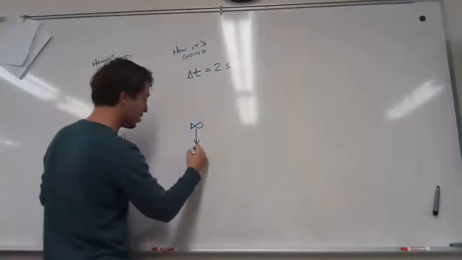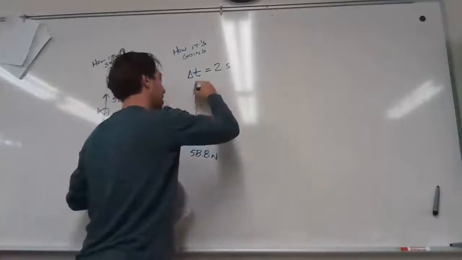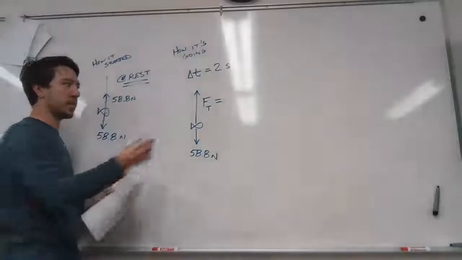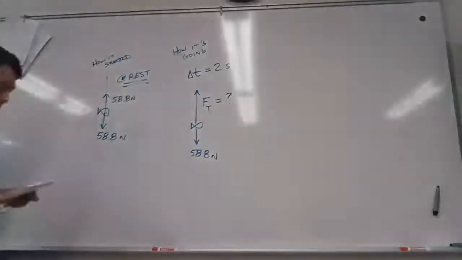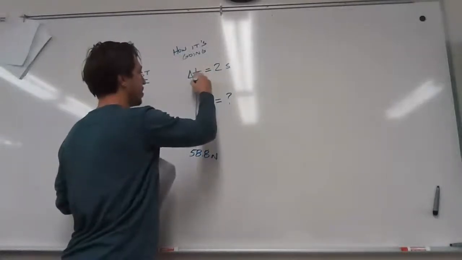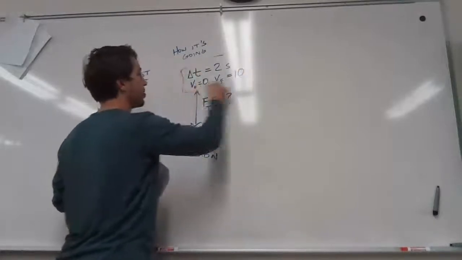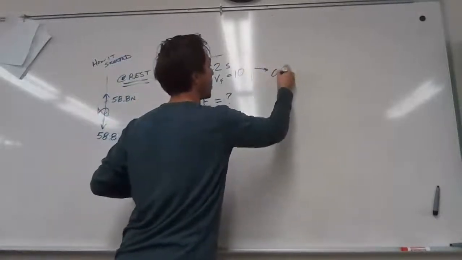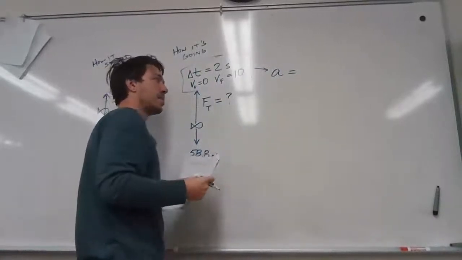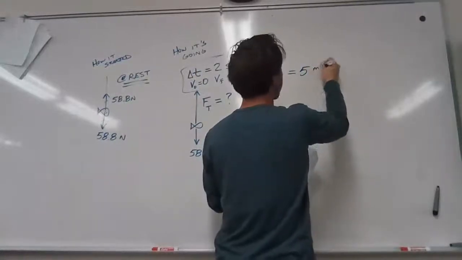Did gravity change? Gravity does not care, okay? But this tension, the force due to tension, did increase. We don't know what it is yet. But we know that over this period, the initial velocity was 0 and the final velocity was 10. So what does that information combined tell us? The acceleration was 5 meters per second per second.